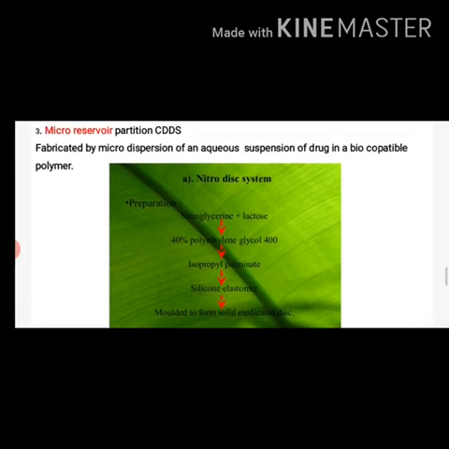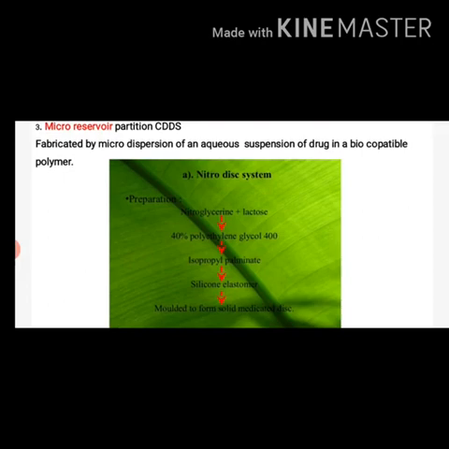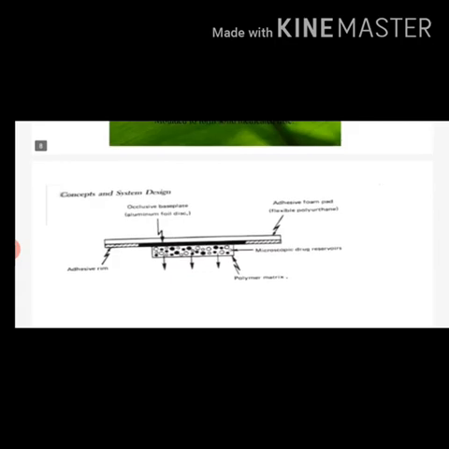So this is an example of a micro reservoir partition system. The micro reservoir acts as a reservoir, and that reservoir consists of drug particles. So that reservoir determines the rate of drug release. The Nitro-Disc system is an example.